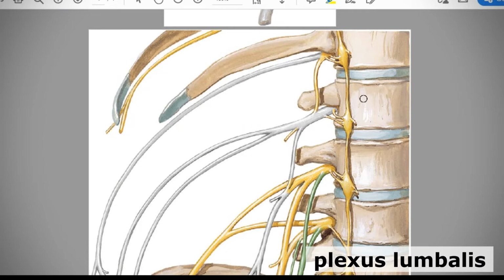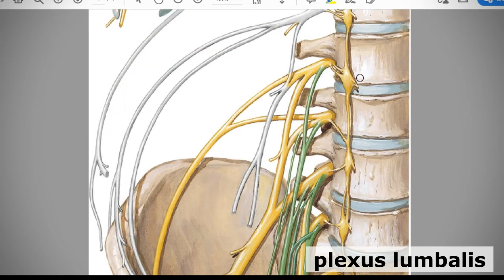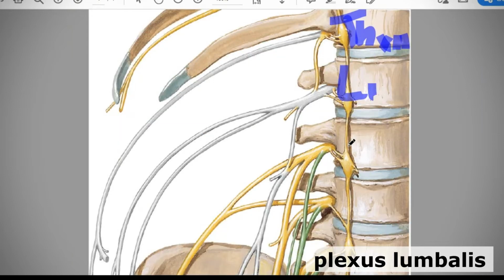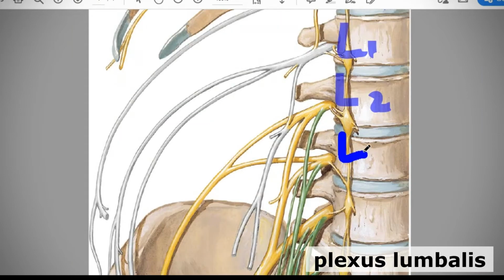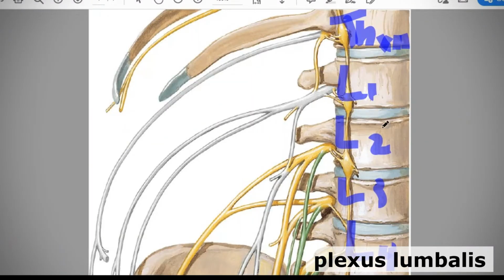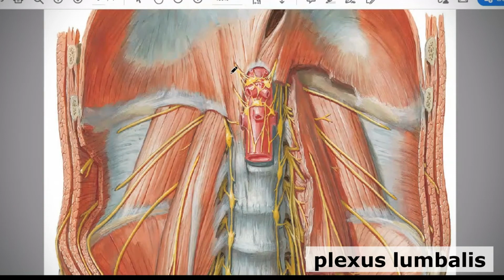It is formed by the anterior branches of the lesser part of the thoracic 12 nerve, then lumbar first, lumbar second, lumbar third, and the greater part of lumbar fourth. These spinal nerves form your lumbar plexus, and this is how it looks and where it is situated.